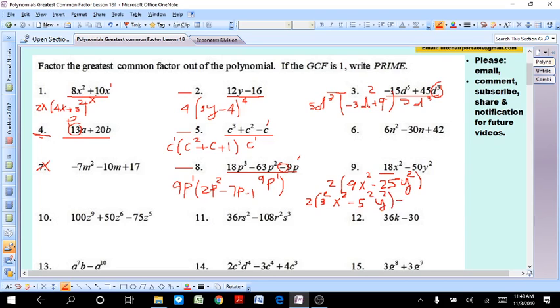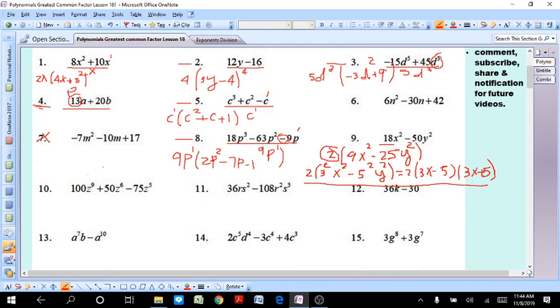And then what do we have as a final answer? 2 times 3x minus 5 times 3x plus 5. That is our final answer here. If they ask us to factor completely, this is the answer. If they want us to find the greatest common factor, it is only 2. What about question number 10? How would you do 10?